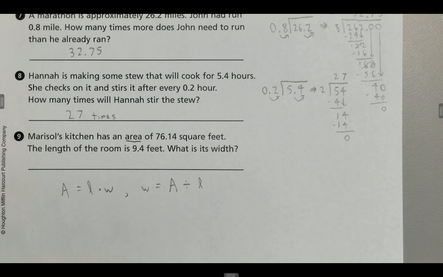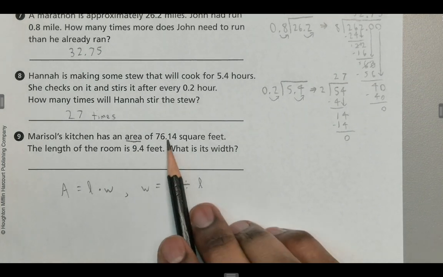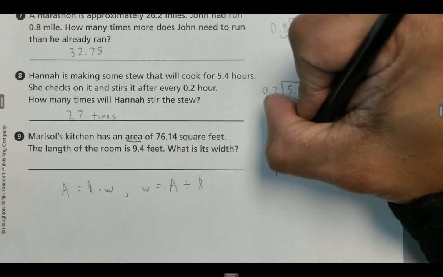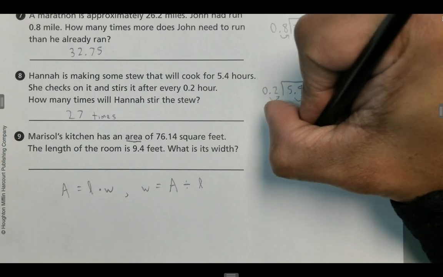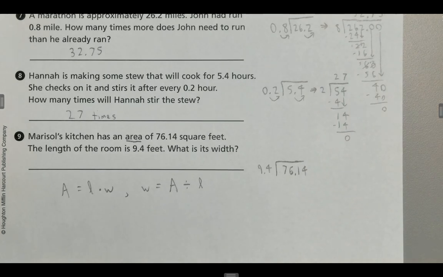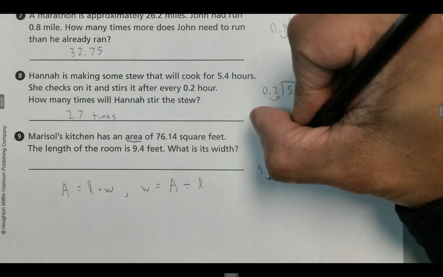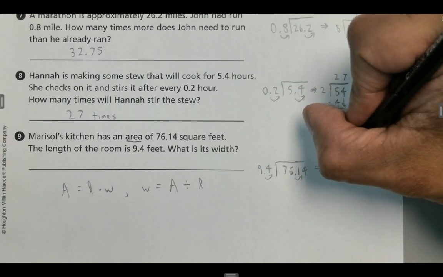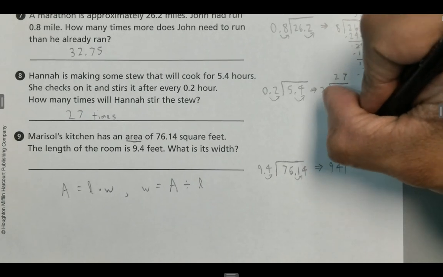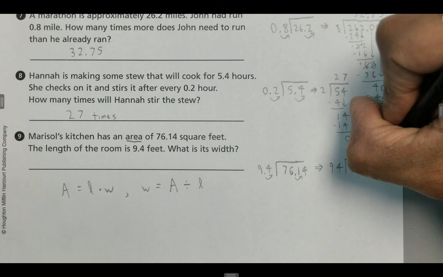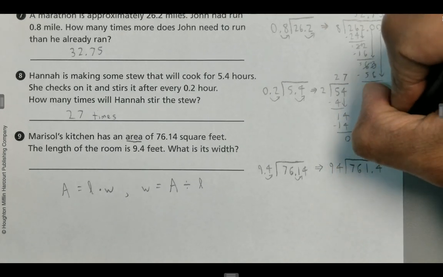So in this case, the area is our dividend. That goes inside the bracket. And we're dividing this amount by the length. How many places do we need to push a decimal point to clear it out of the divisor? Whoop, whoop. Okay. Let's rewrite this. Our new divisor is 94. Our new dividend is 761 and 4/10.